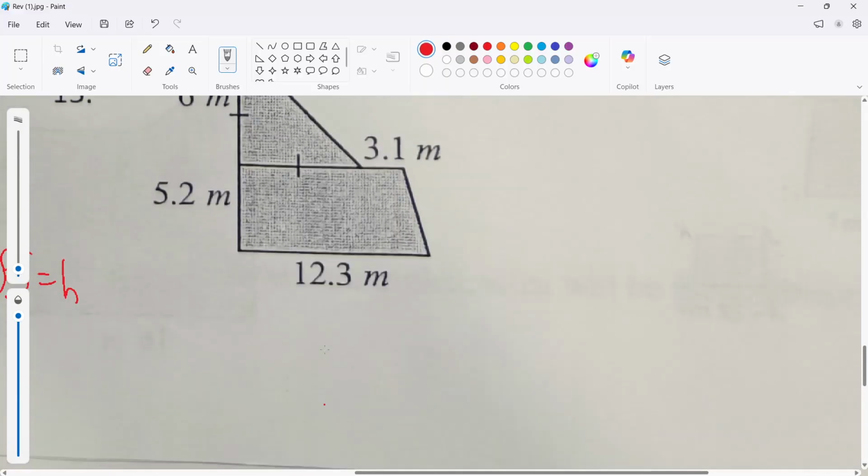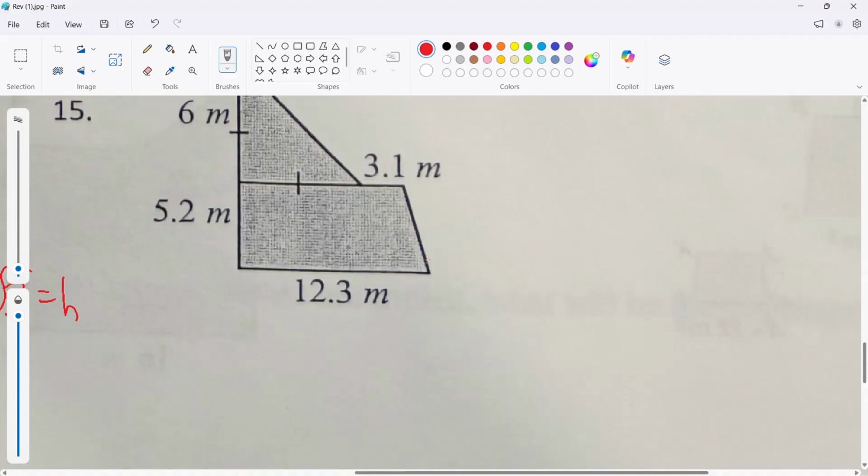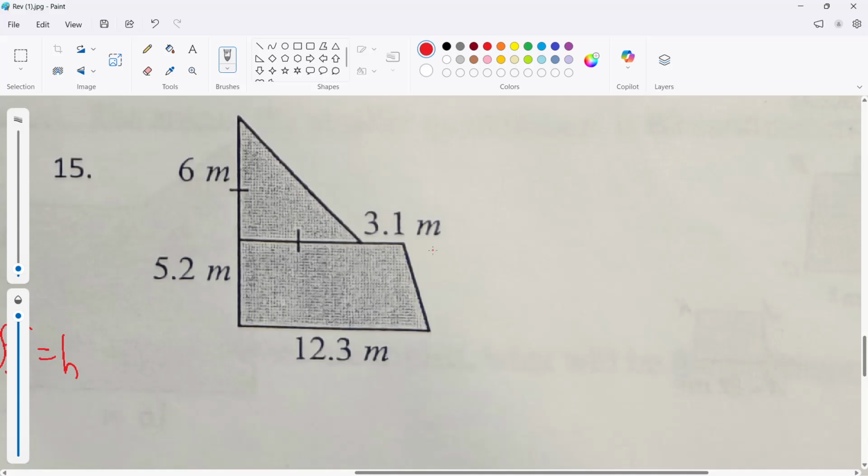And I've got one last one to do, which looks like a triangle on top and a trapezoid on the bottom. This is 6. So I already know the area of the triangle is 1/2 times 6 times 6, which is 36. 1/2 of that is 18. So I've got 18 plus.